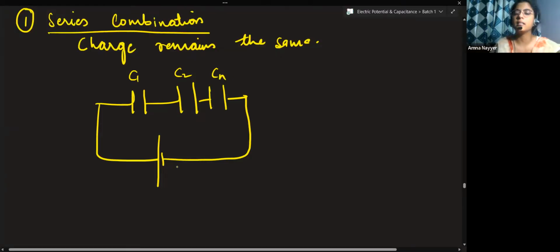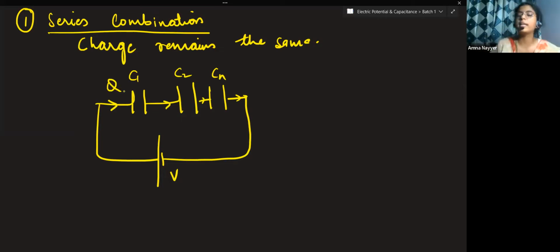This is Cn, meaning n number of capacitors have been connected. So what will the charges be? Charges across all of these will be Q only, because it is a series combination. So the charge remains the same. But what about potential? Potential will be different.